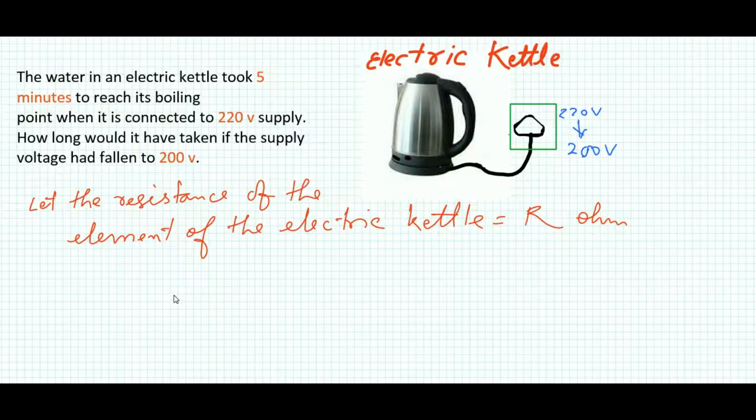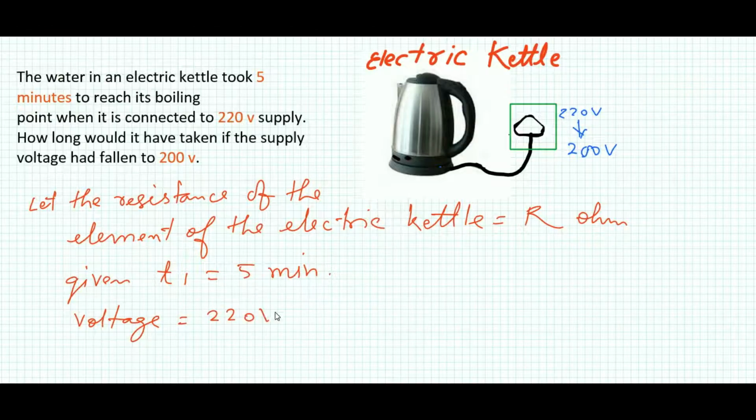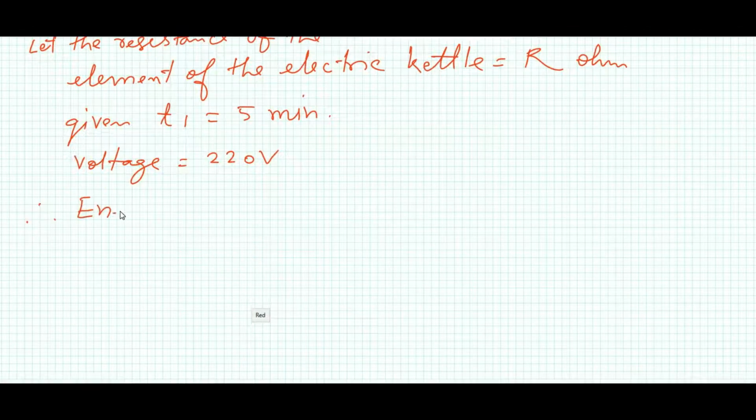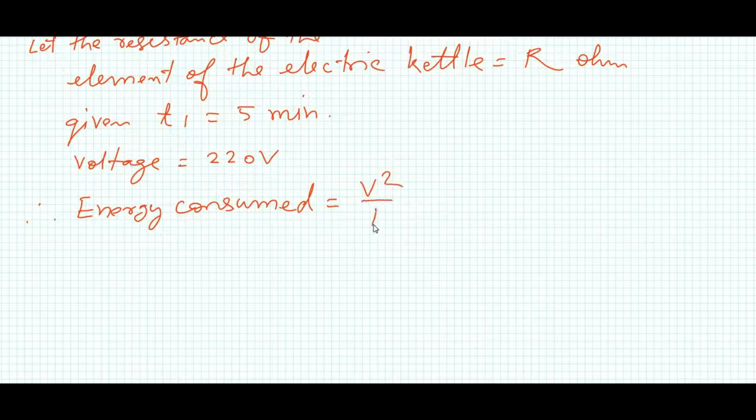Given T1 equal to 5 minute, and voltage equal to 220 volt. Okay, therefore energy consumed can be written as V square by R into time.